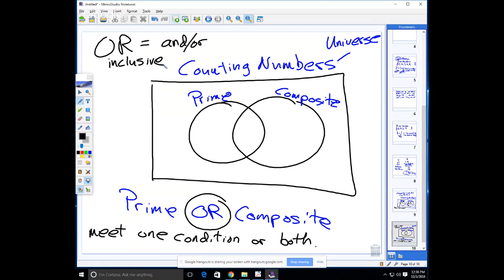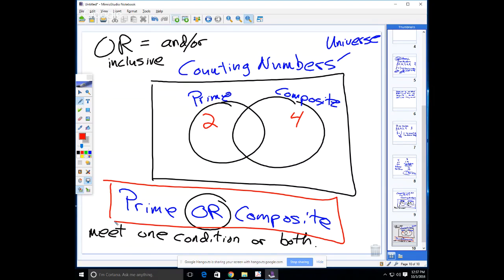So let's see. We know the number 2 is prime. We know the number 4 is composite, right? So if I'm trying to find out what numbers fit that description, prime or composite, is 2 prime or composite? The answer is yes, because it meets the prime condition. Is 4 prime or composite? Yes, because it meets the composite condition.